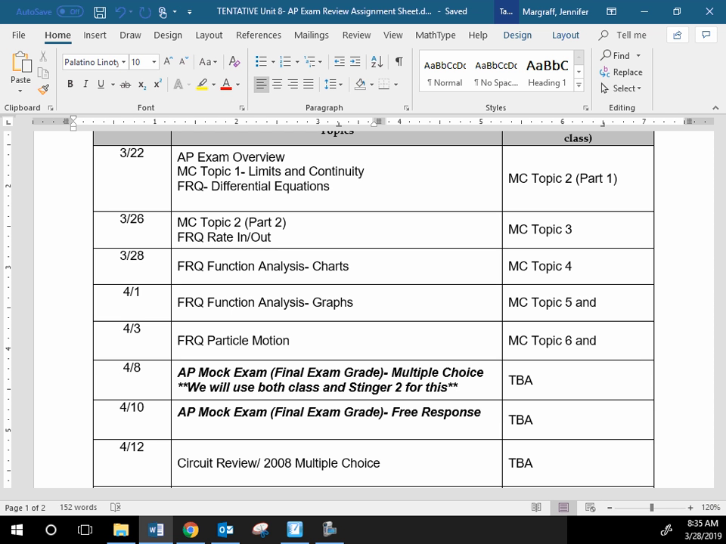And your homework tonight, so I don't forget to say it this time, is multiple choice topic 4. So in your multiple choice packet, you're going to be doing topic 4, which I think is on interviews. So that's your homework for next class. Okay, so let's turn in our free response questions to the function analysis charts question. Pull that up here.